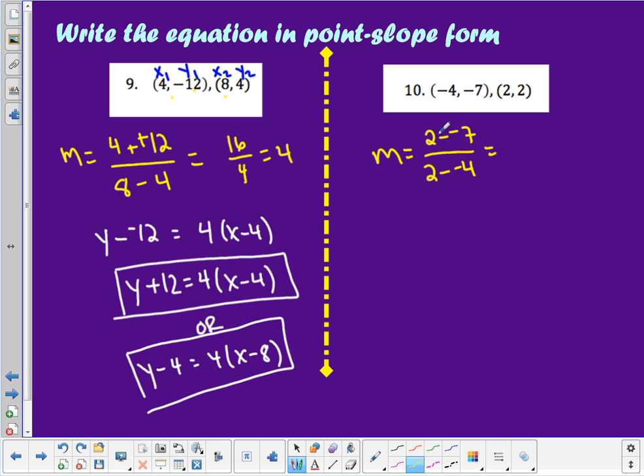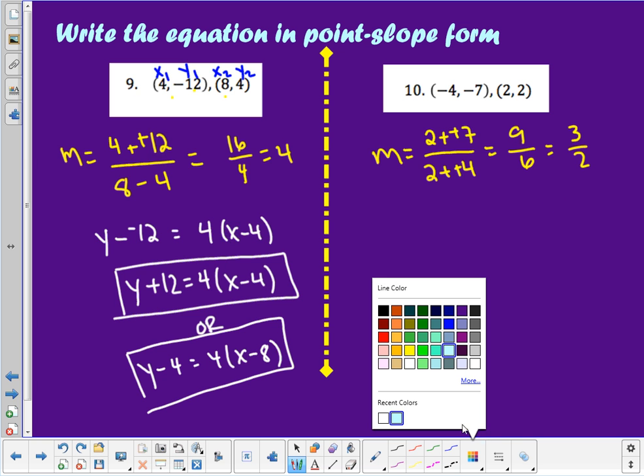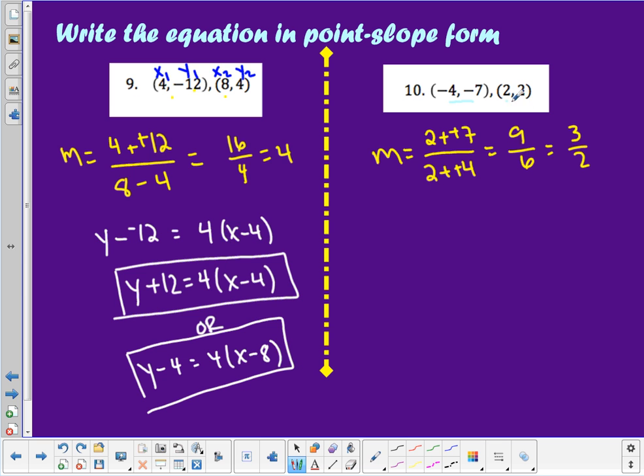And when I simplify those, minus negative is adding, 2 plus 7 is 9, minus negative adding, 2 plus 4 is 6. So 9 over 6, but I can reduce that to 3 over 2. So that's my slope there. And then again, you can use either point to write the point slope form.